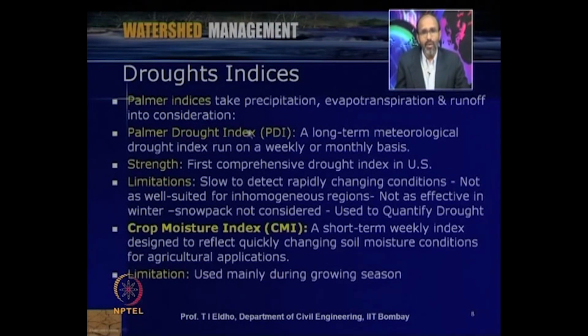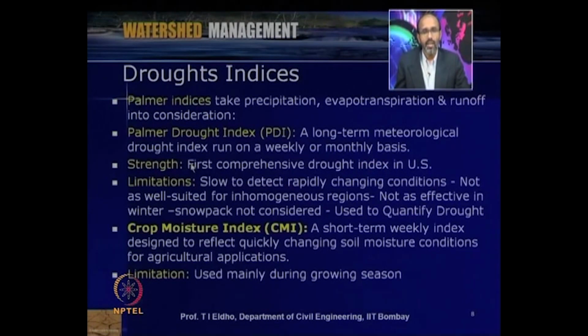So, that way Palmer drought index gives a long time meteorological drought. It is a long time meteorological drought index run on a weekly or monthly basis. So, depending upon the analysis, we can have the drought index on either a weekly basis or a monthly basis. This is one of the first comprehensive drought indices, started to be used in the USA in the 1960s.